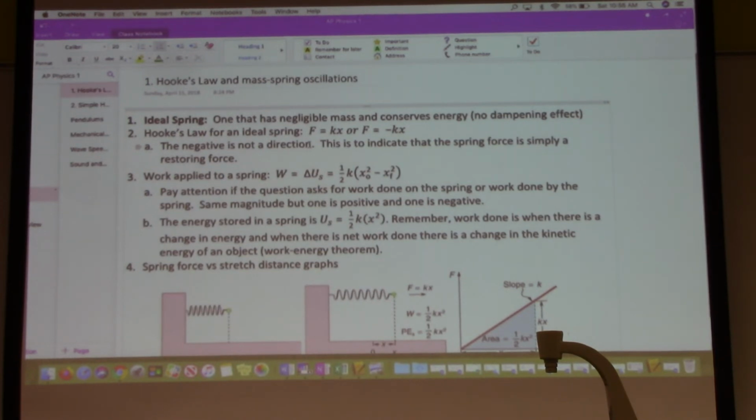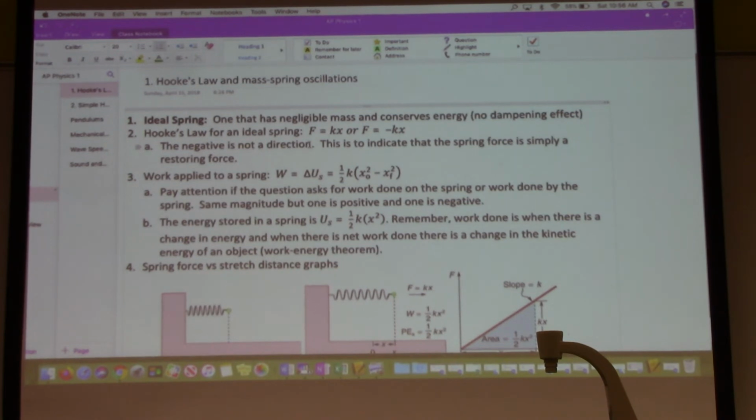Once again, pay attention to how the question asks for work done by the spring. If the question says work done on a spring or work done by the spring, those are the same magnitude, but one of those values is going to be positive and one of them is going to be negative. So for example, if you compress a spring, you're doing positive work on the spring, and the spring's actually doing negative work in that situation. But if the spring expands after you compress it and launches an object, now the spring is doing positive work on the object and the object's gaining kinetic energy.